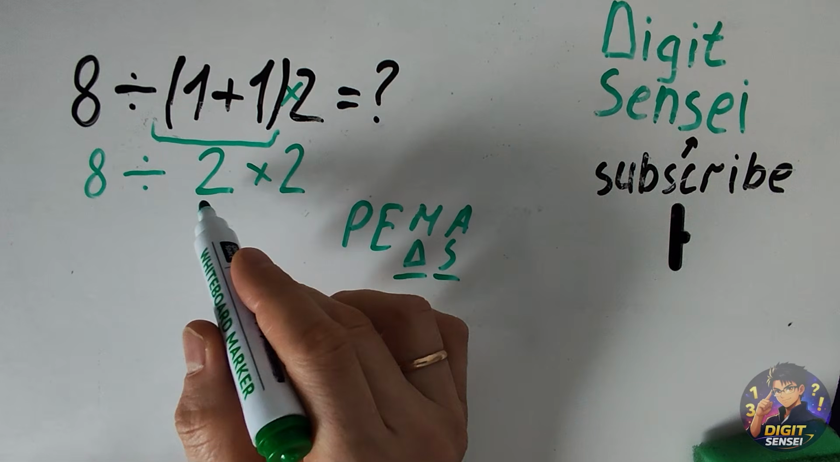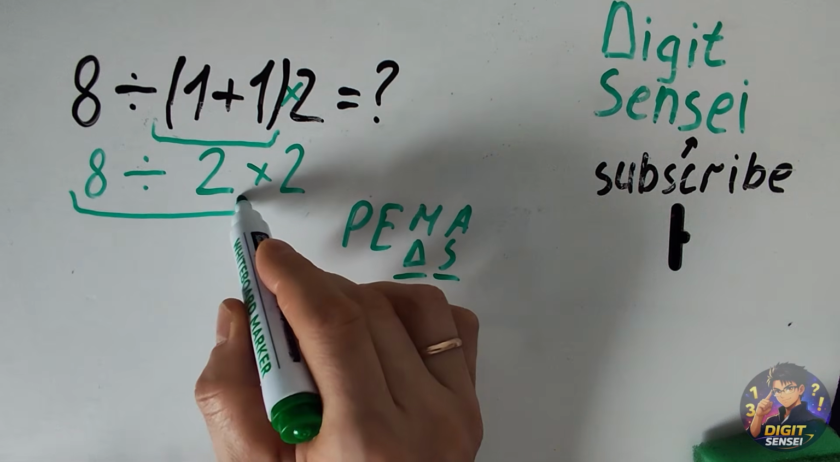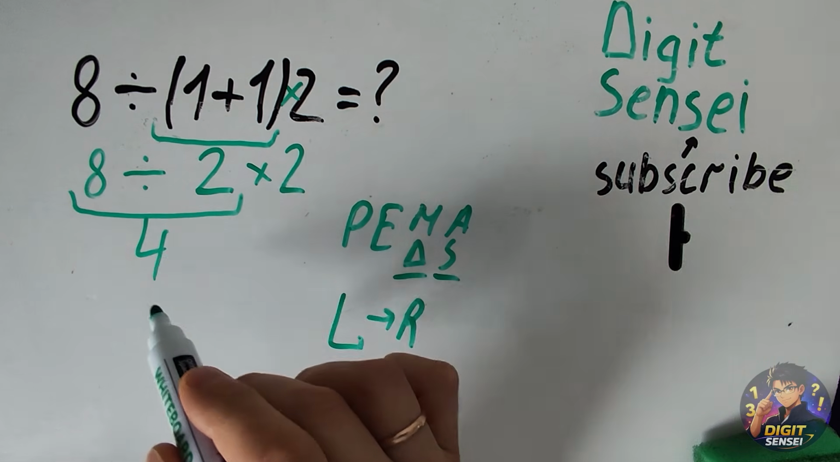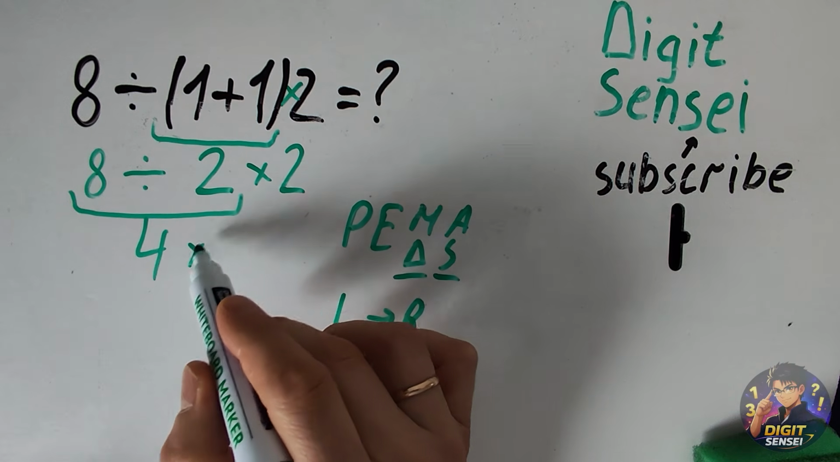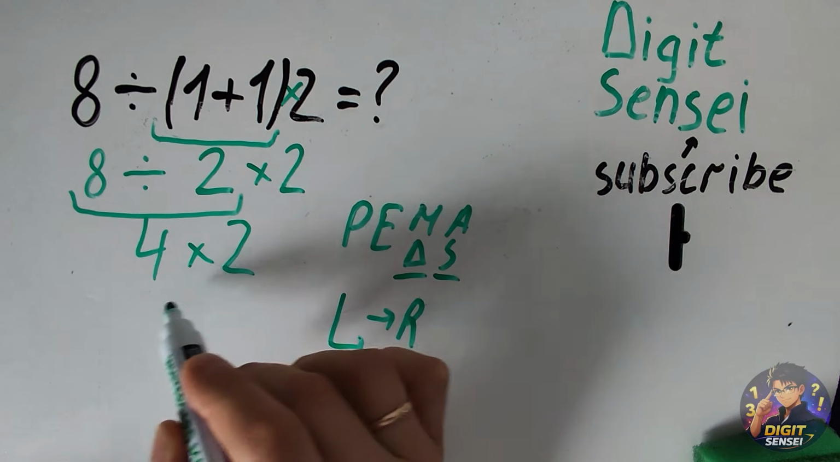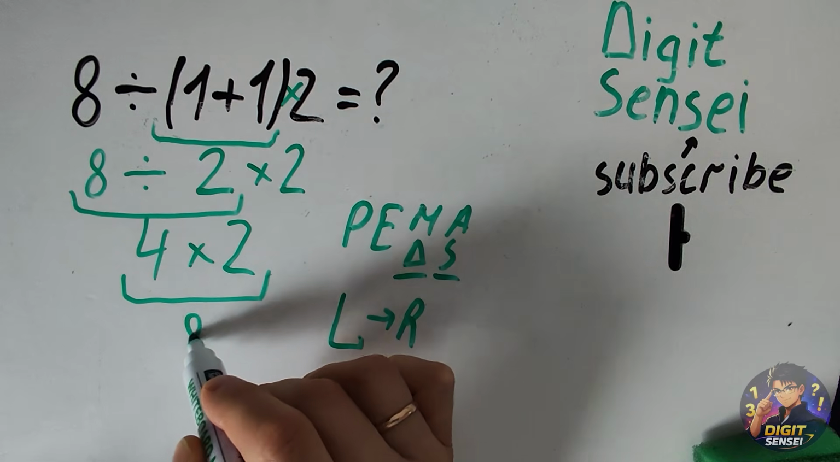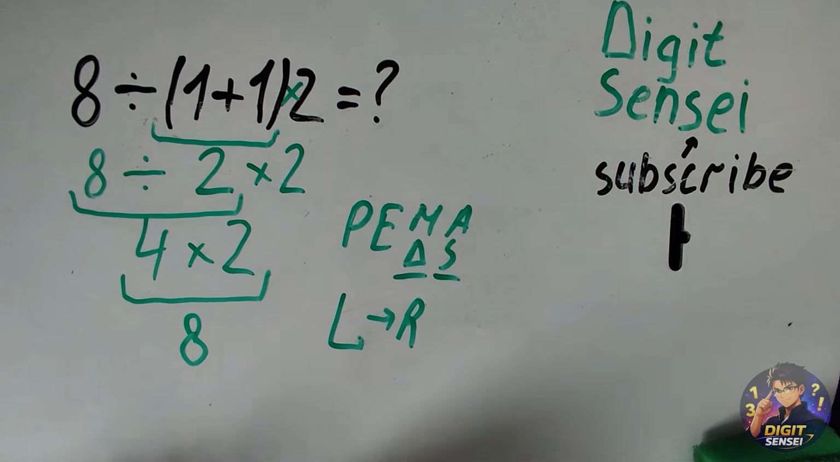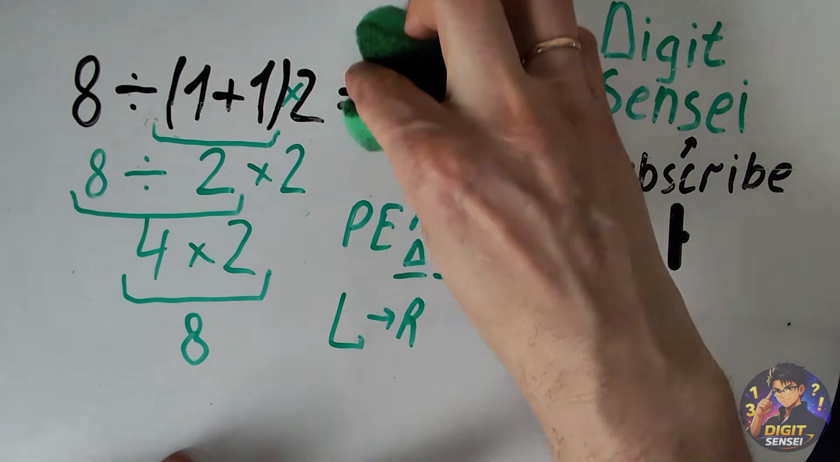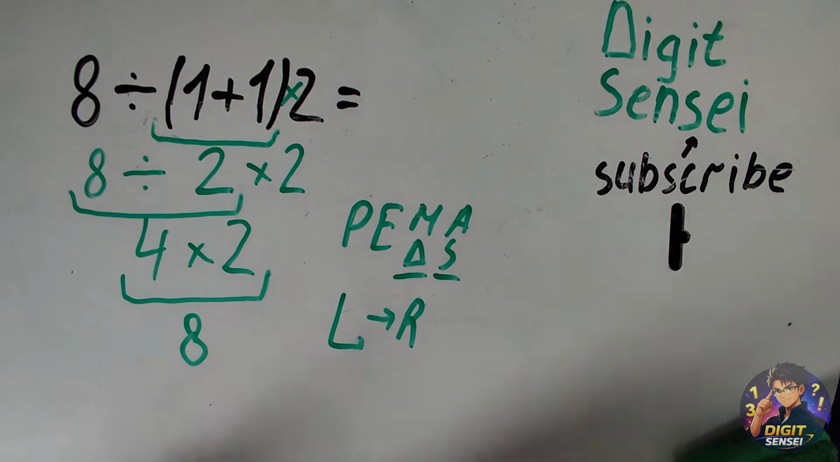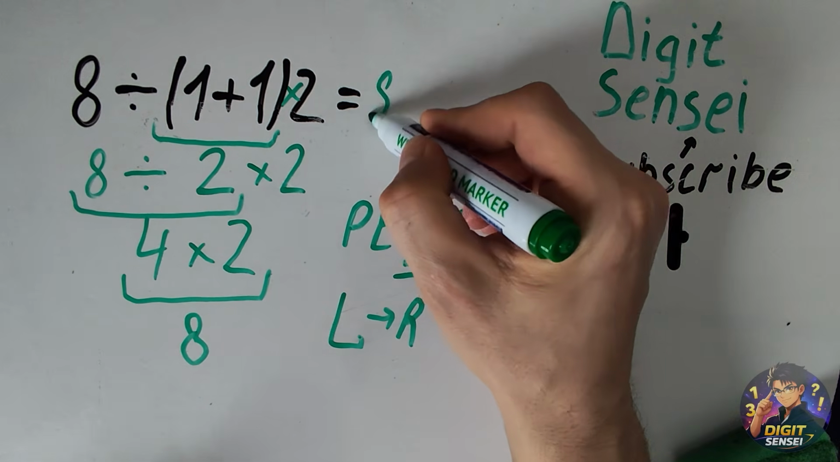8 divided by 2 is just 4. So 4 times 2, which equals 8. And this is our final answer to this problem. The correct answer is 8.